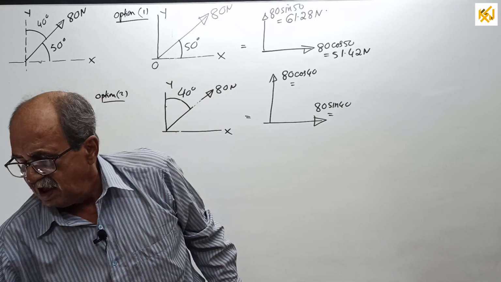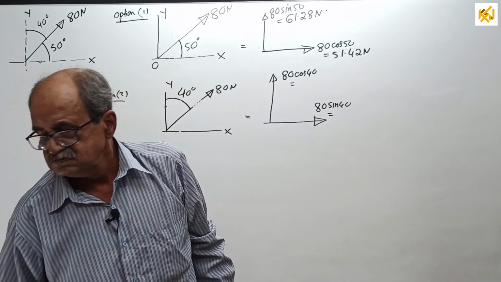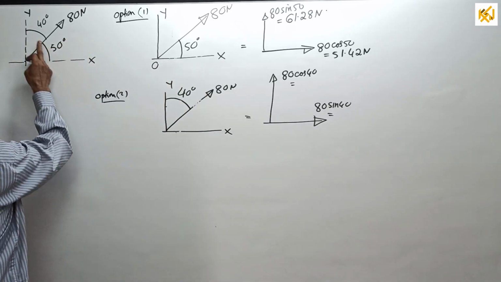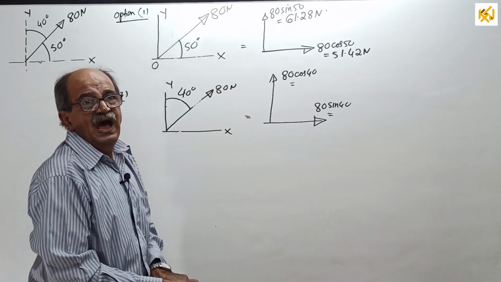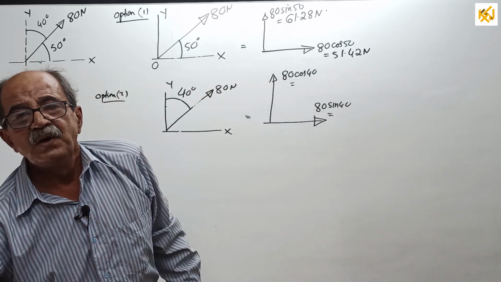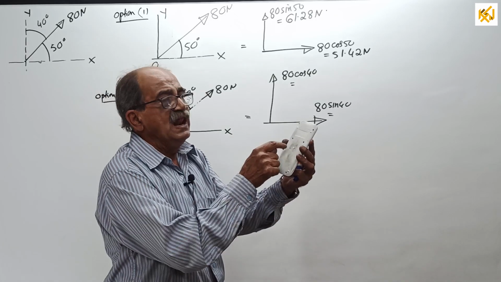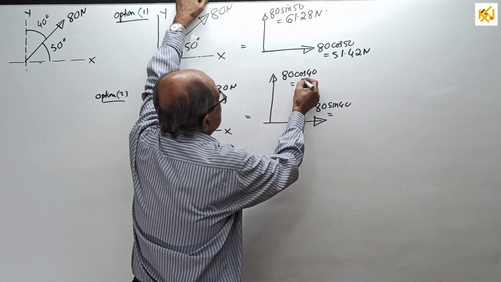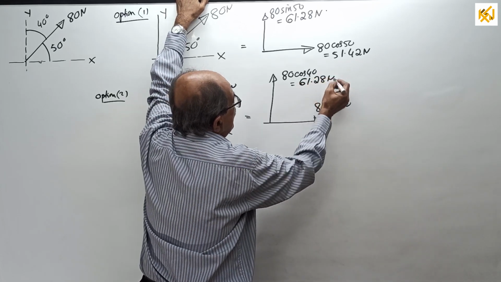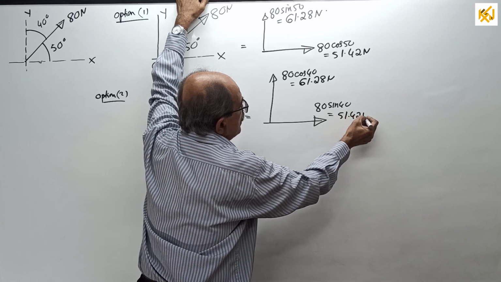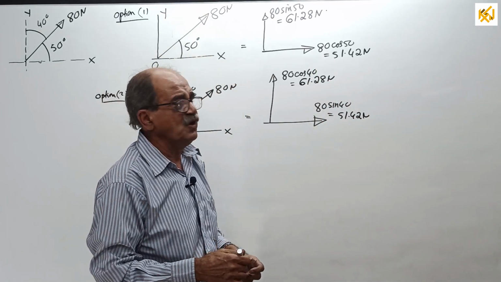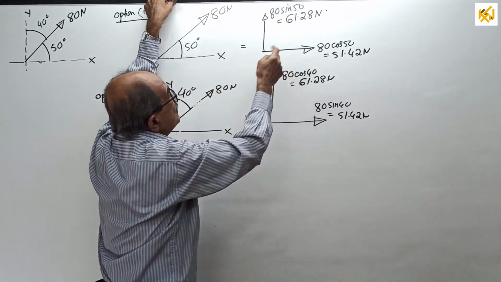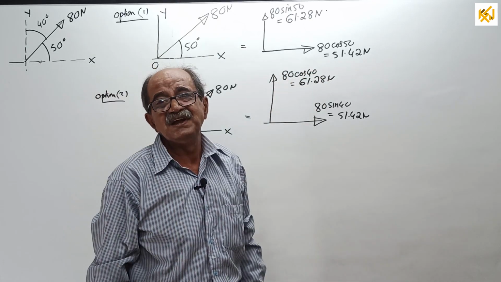Now, I am not going to calculate. Why? Because irrespective of whether you consider the x or y, the component should be the same. Usually, if it is my usual class, I will turn to the calculator and calculate here. So, this will come 61.28 Newton only, and this will come 51.42 Newton. Same answer has to come. It will come because it's simple: sine 50 is what? Cos of how much? Cos 40. That only is sufficient to check the answer.